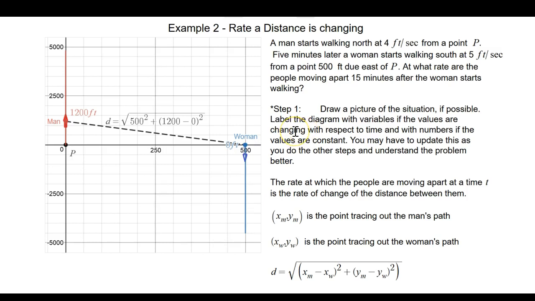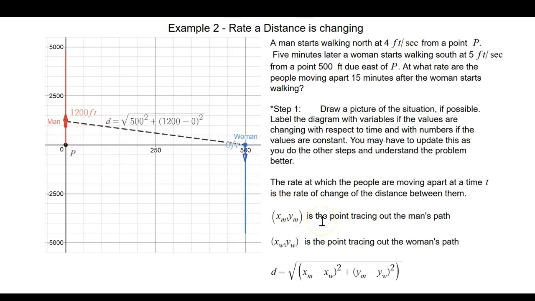the woman starts walking. So step one, draw our picture, and this picture shows when the woman would start walking. So the man has that 1,200 foot head start. So that's what this shows. It shows the distance between them, by this line segment, between points that represent the man and the woman. And this is going to be changing as this point moves south and this point moves north.